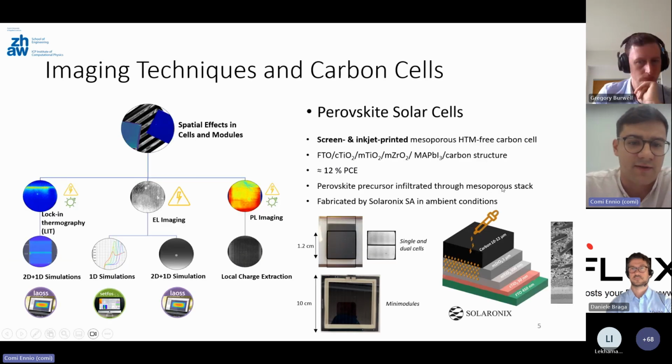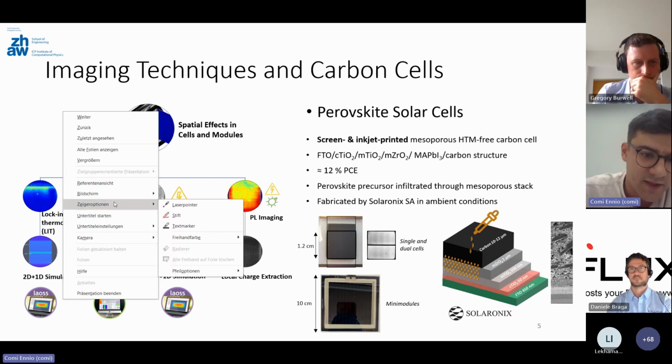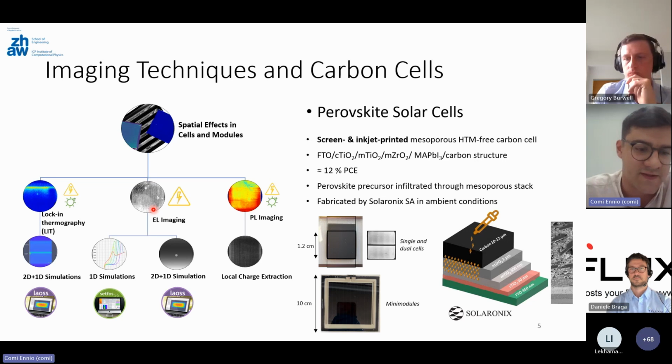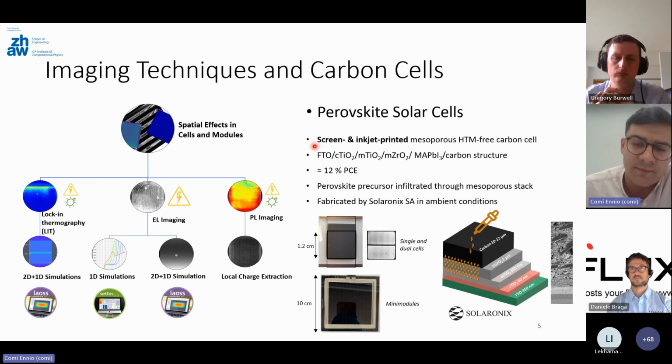And today I want to talk about some of those spatial effects that we saw in perovskite solar cells and how we combine these imaging techniques with simulations to learn a bit more about those features. First, I want to talk about a study with lock-in thermography where we used LAWs to model a defect, then electroluminescence imaging. Here we used ZHAWs and LAWs. And in the end, I want to talk about an interesting technique that uses PL imaging to look at local charge extraction in devices.